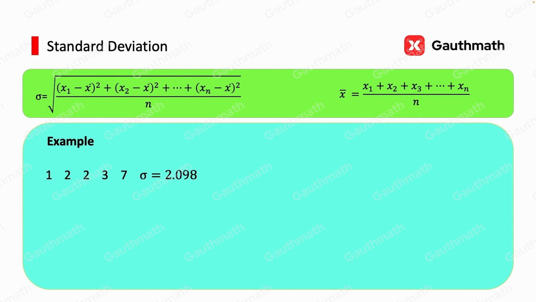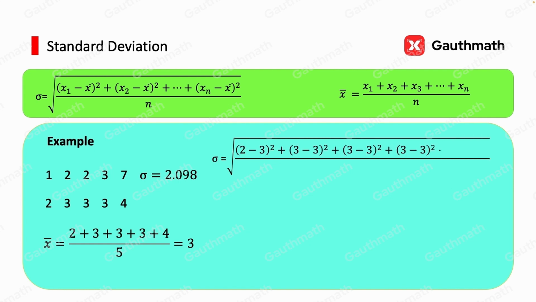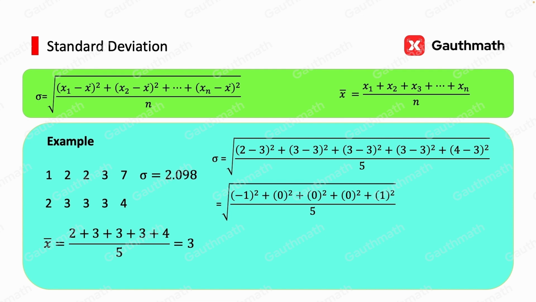Let's try to find the standard deviation of a different set of data: 2, 3, 3, 3, 4 this time. Again, the mean is still 3. But notice how every number is very close to 3 this time, resulting in a much smaller standard deviation.